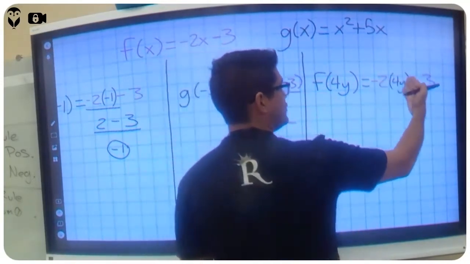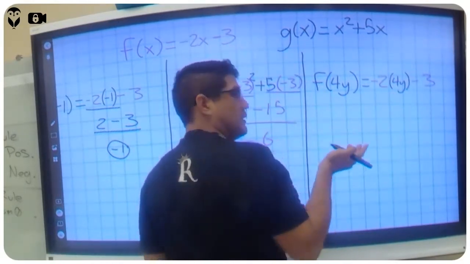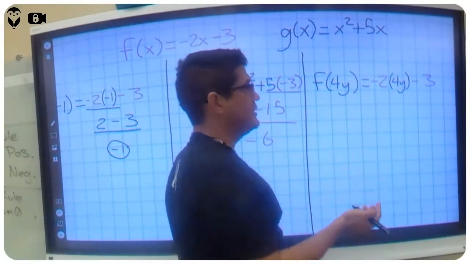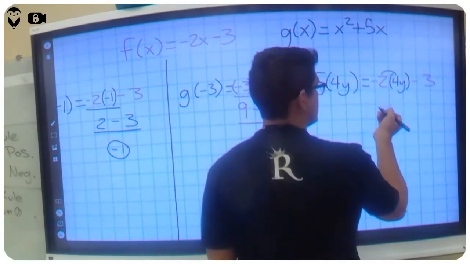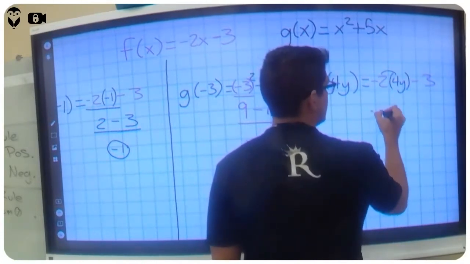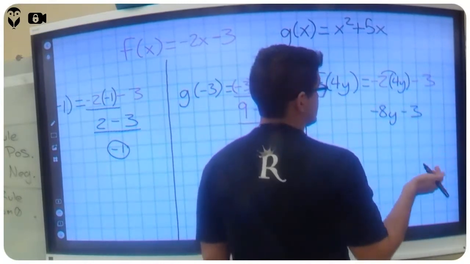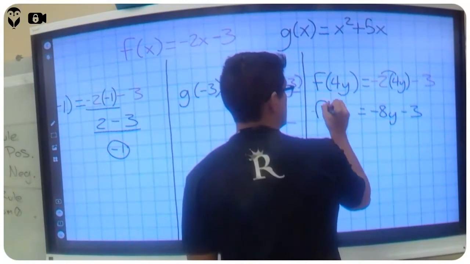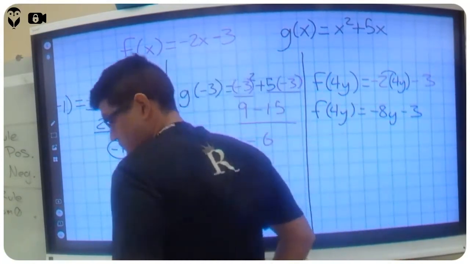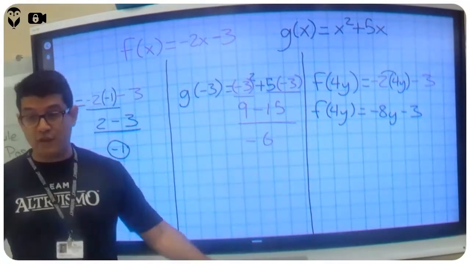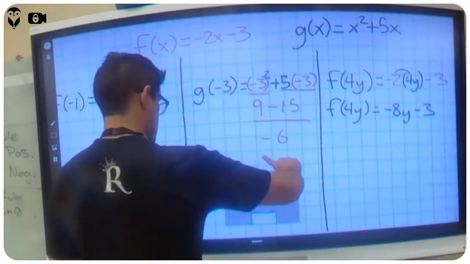But here I can do something. If I can do something, I have to do it. Here I can do something, I can do it. I'm done at the end, so I can't do anything else. Here I have to keep on going. So here I have to do the distributive property, or multiply here. So -8y minus 3. Can I join these together? I can't. So that's my end result. That's what f of 4y equals. Okay? So that is function notation. Pretty simple. All right, let's go over here.